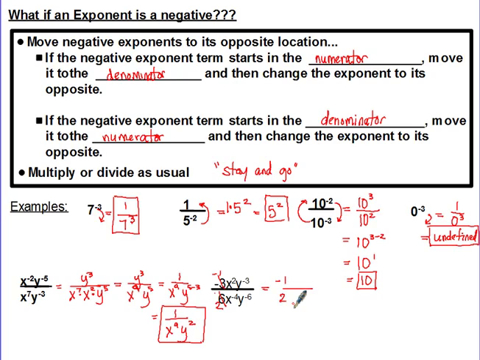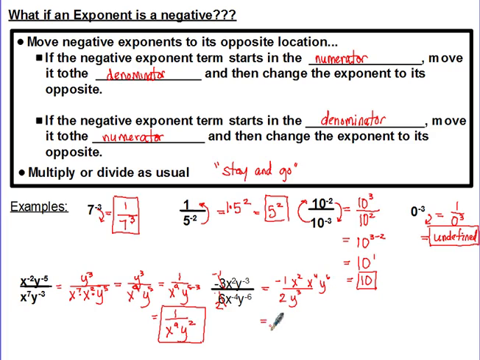So I've got 3 bases with negative exponents. I'm going to move all those, but I'm going to leave x to the 2nd on top. That stays, but everything moves to its opposite location. X to the negative 4 comes to the top. Y to the negative 3 on top goes to the bottom. The y to the negative 6 on the bottom goes to the top.